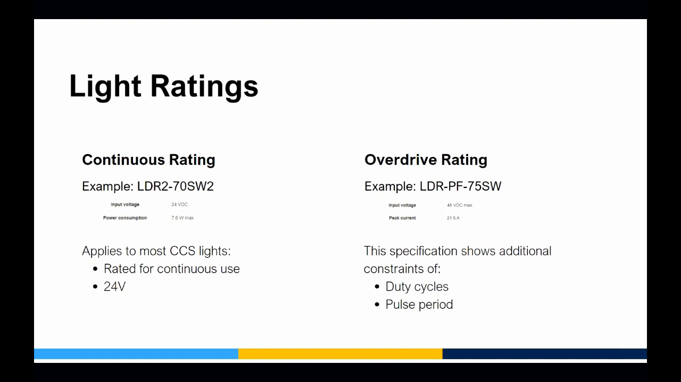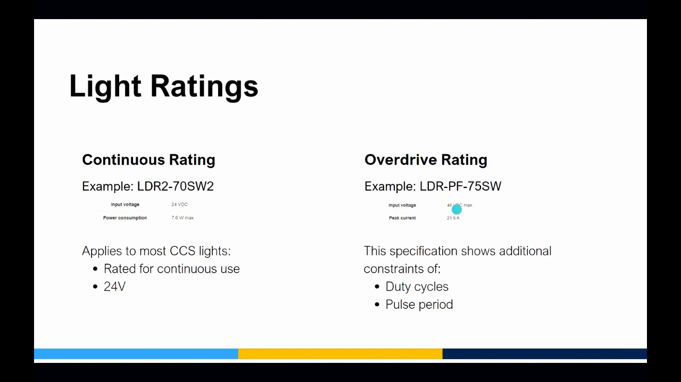And lights are going to come with a rating. For CCS lights, it's going to be their continuous rating, so it's going to be a 24-volt light with some type of wattage at the maximum. This is their rating for continuous use of leaving the light on all the time, 24/7, as long as the machine is on.